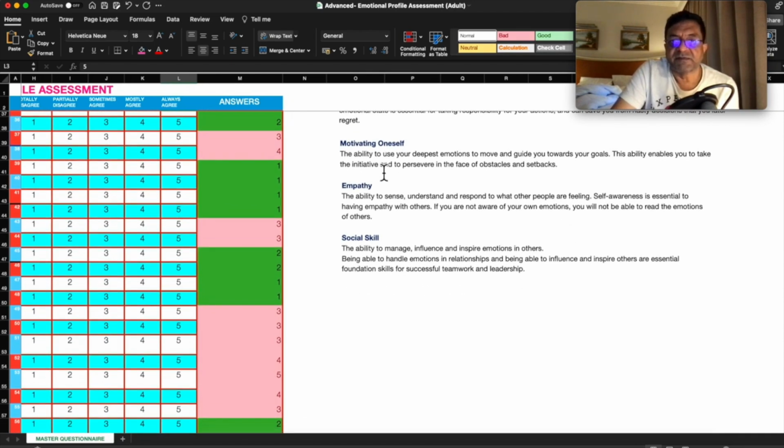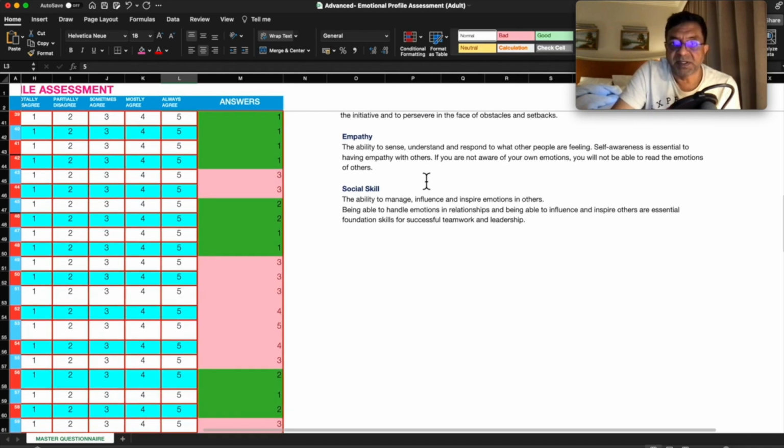Motivating oneself, the ability to use your deepest emotions to move and guide you towards your goals. This ability enables you to take initiative and to persevere in the face of obstacles and setbacks. Empathy is the ability to sense, understand, and respond to what other people are feeling.